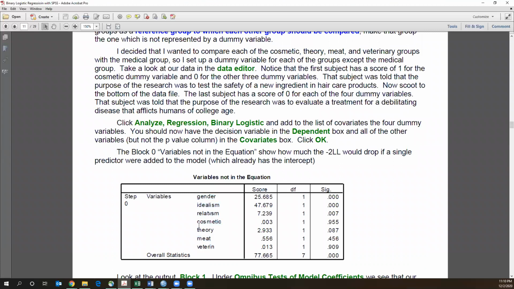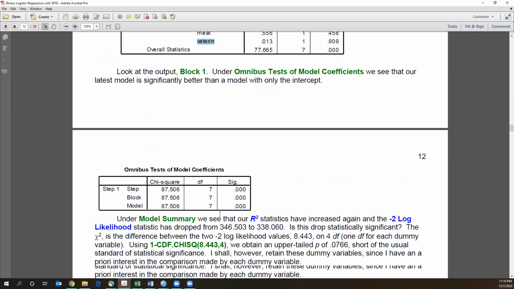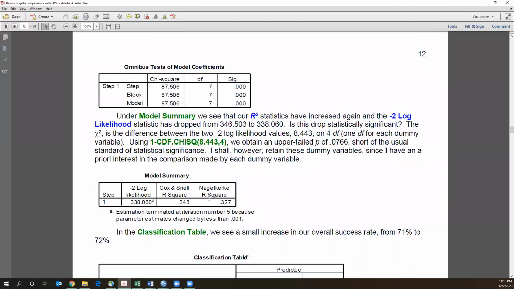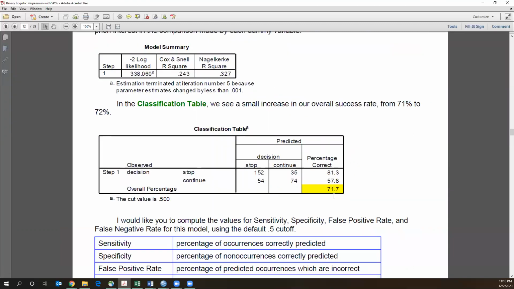So in this one, we're looking at these dummy variables. Was the study about cosmetic? Was the study about theory? Was the study about a meat study? Was it a veterinarian study? Which study was it? And there's actually a fifth one that's represented in the constant. And so in this particular one, we're going back through the same kind of process of looking at our overall test statistic, which is significant. This is going to be good because it's going to be greater than 0.05.